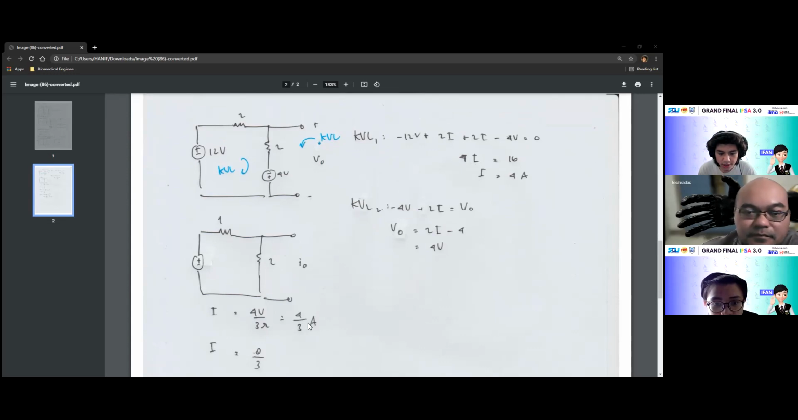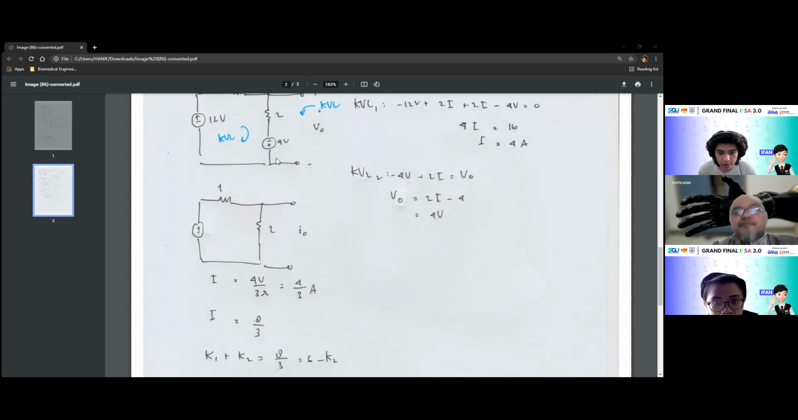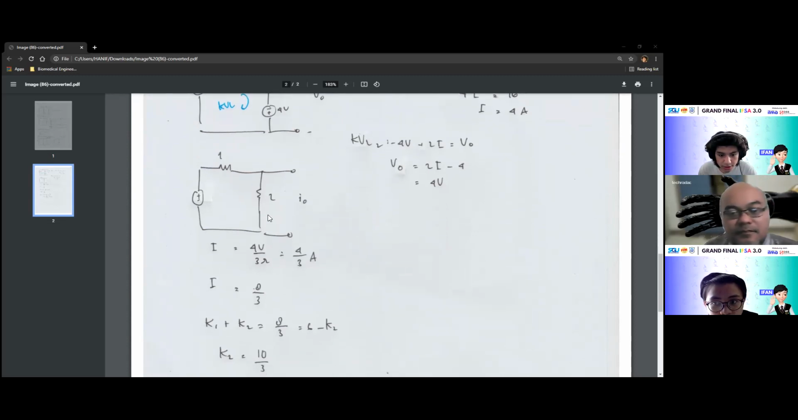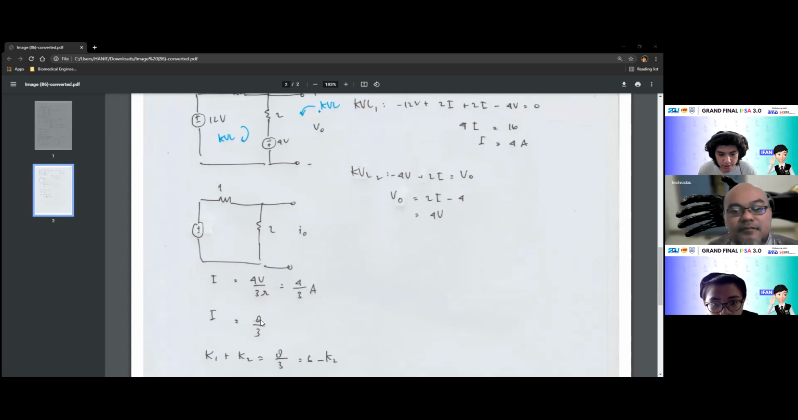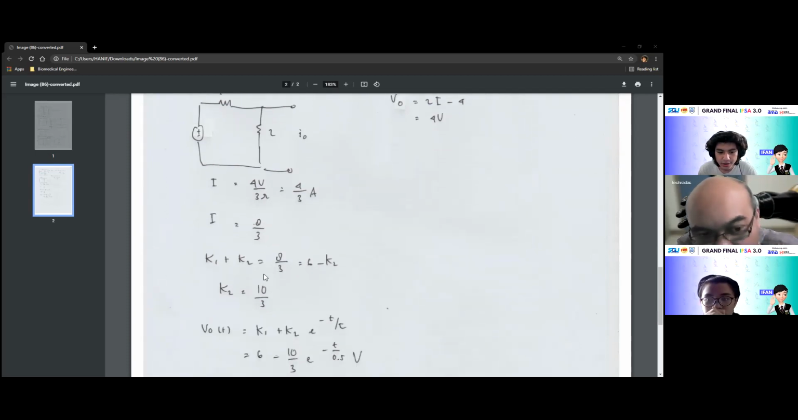So that means it's 4 over 3 ampere current going through here. And if you want to find the current, wait, I think it should be voltage. Yeah, I think it should be voltage. So the voltage is equal to the current, 4 over 3, times 2, so it equals 8 over 3. Yeah, it should be voltage. Please correct it later for the submitted answer. Yep, it's 8 over 3.